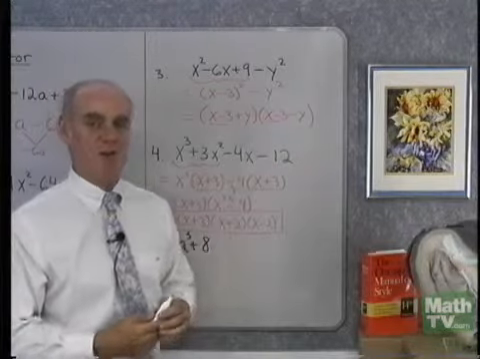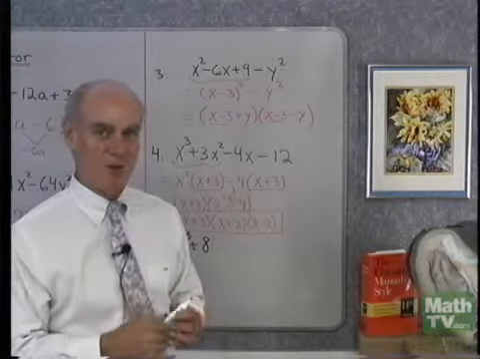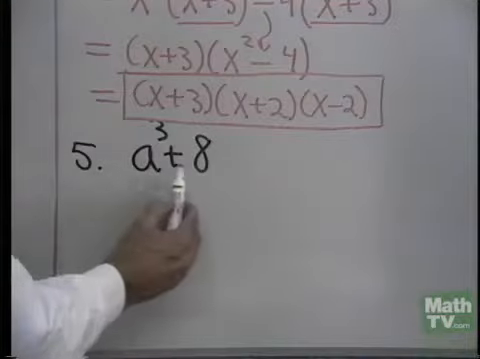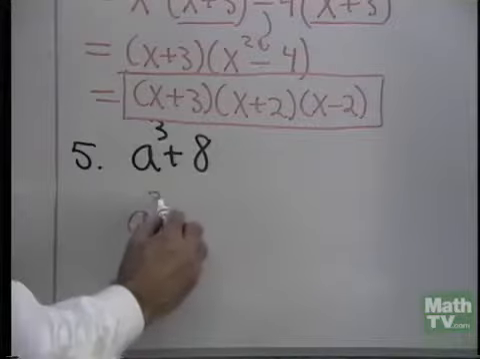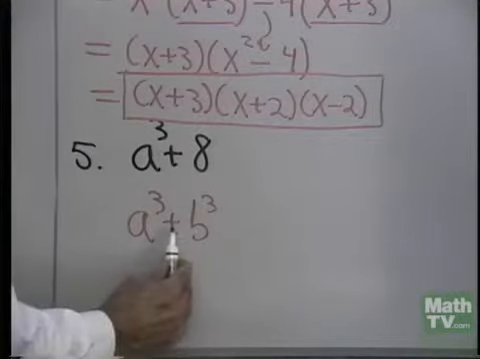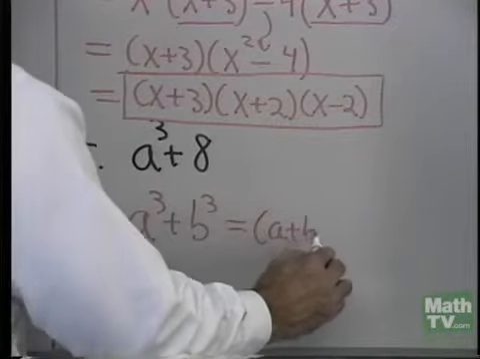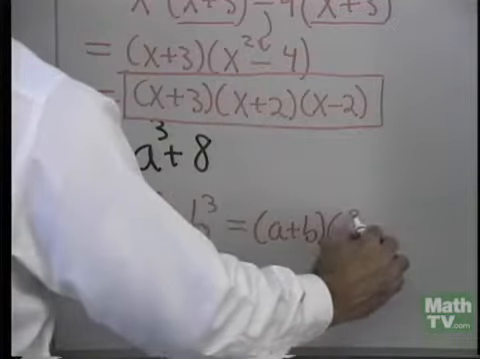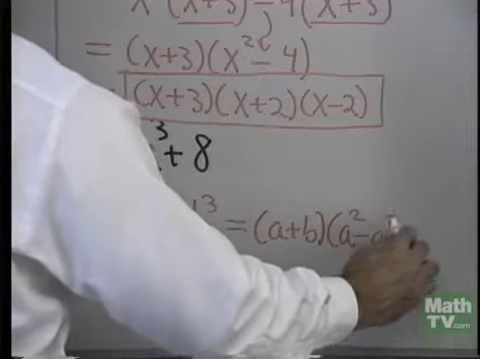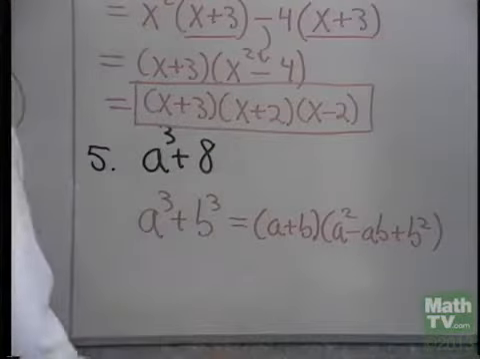Now the last problem I want to do is factoring the sum of two cubes, and we have to do that by using a formula. This has the form of a cubed plus b cubed. Now the factorization of the sum of two cubes is always the same. It's a plus b times the quantity a squared minus ab plus b squared. And you simply have to memorize this formula.